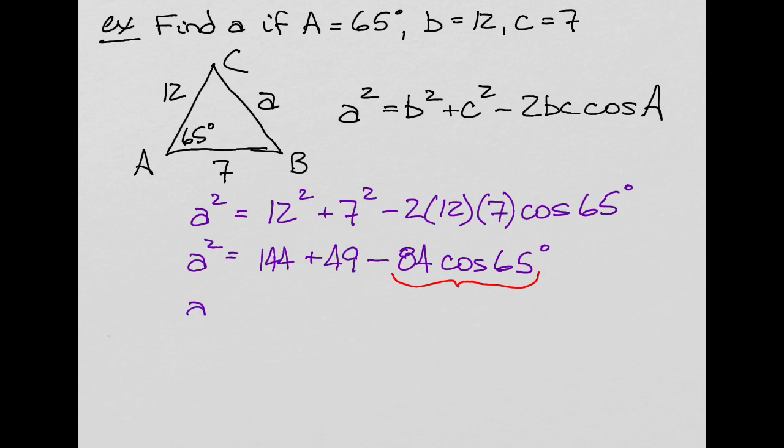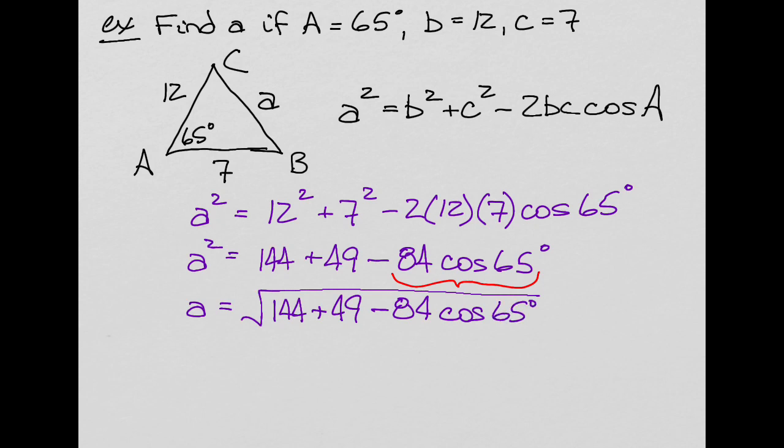So I'll go ahead and write that. A is the square root of all this stuff. And when we do that, we end up with a length of A of 11.04. And we're done. The question was find A. We found it. There it is.